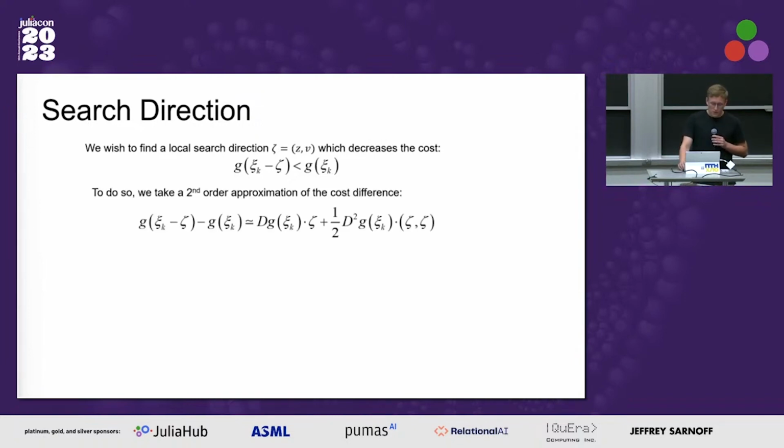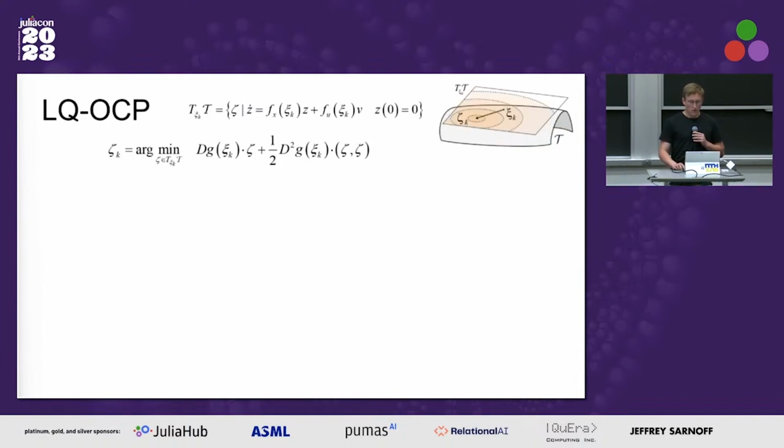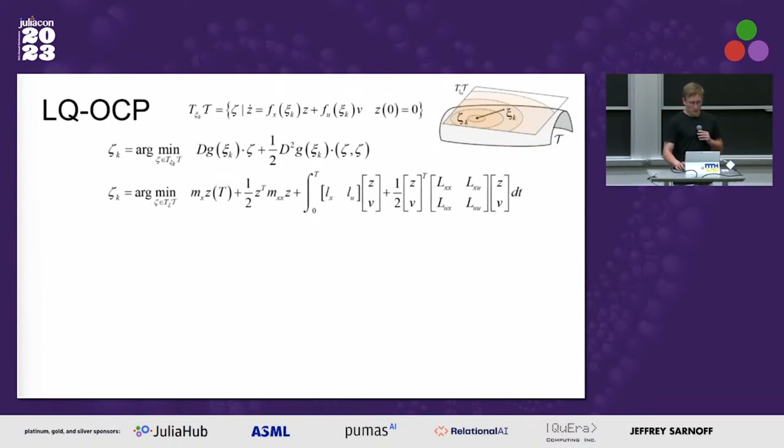To find this, we can take a second order approximation of this difference. This is done by Taylor series expansion, but using Fréchet derivatives, because we're doing everything with functionals. And then the search direction will be the minimizer of this problem. Now, if we take this form, we can step through all of the different chain rules and derivatives and essentially expand this out to look something like this.